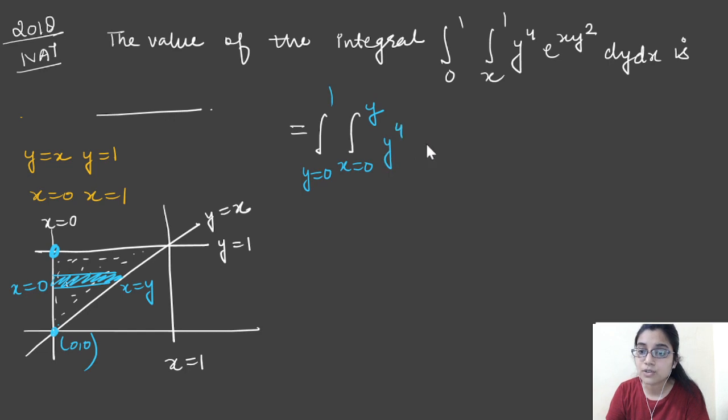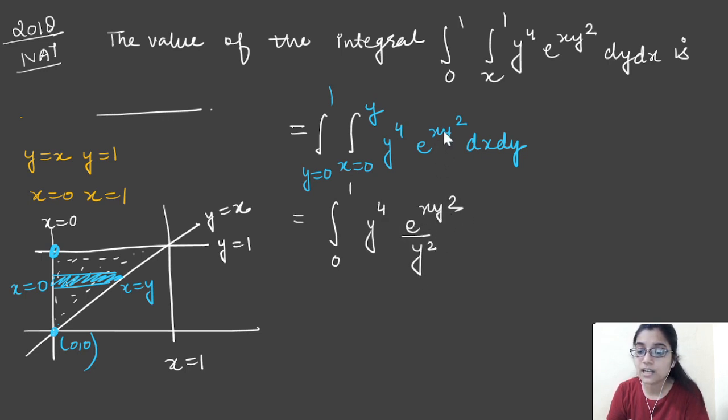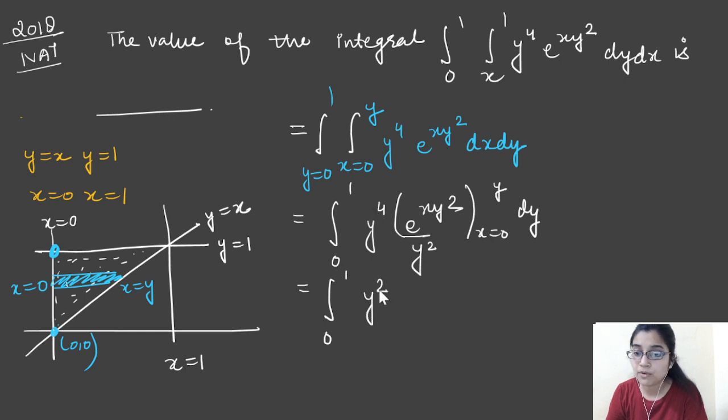This is y raised to the power 4 e raised to the power xy square. We changed the order, it became dx dy. So what I'll do now, I'll integrate it initially with respect to x. So obviously y will be treated as a constant. On integrating e raised to the power xy square, I'll get e raised to the power xy square by y square, and x is going from 0 to y. This is your dy. So this came out to be what? Obviously y square by y to the power 4 got cancelled out, leaving y square.